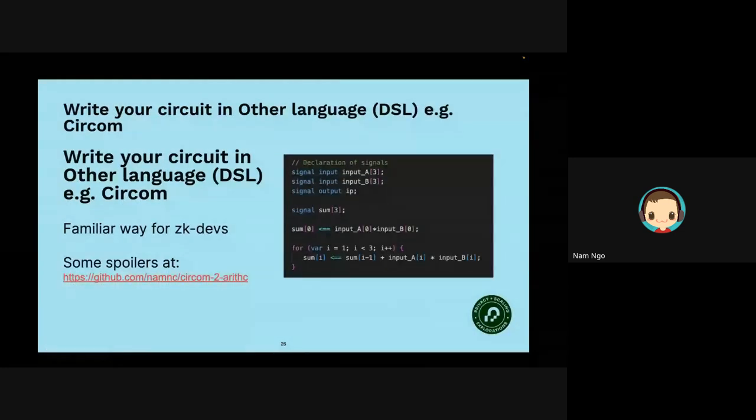You can also think of writing your circuit in other higher level languages like Circom, right? And I think that this is a more familiar way for ZK devs to pick up MPC. Here I have an example of writing in a product argument. We have some effort trying to turn this into the MPC circuit. Here's the repo, so come to see it.